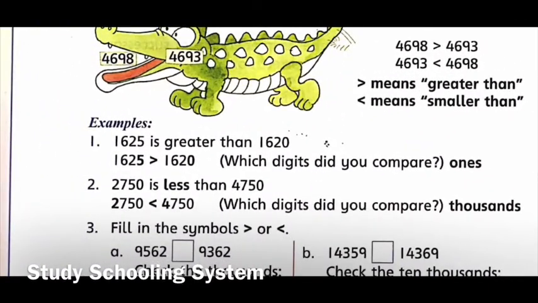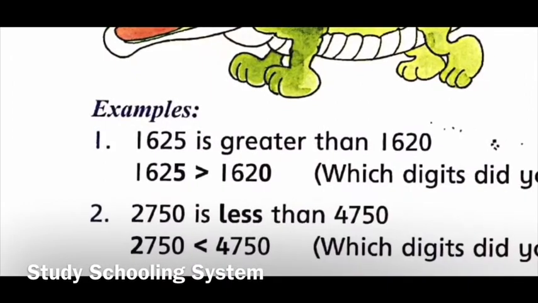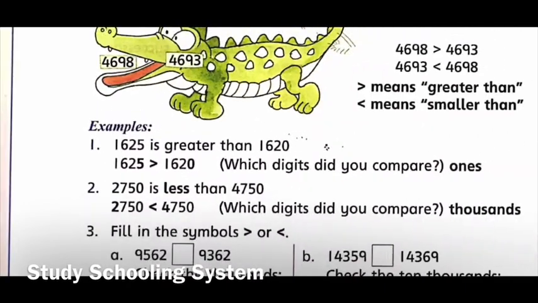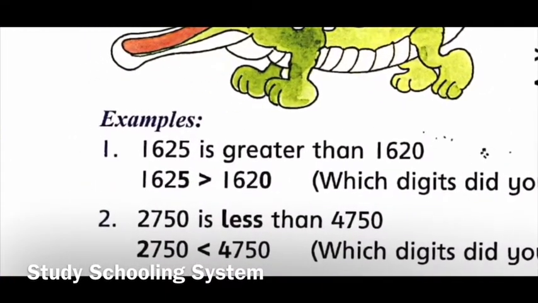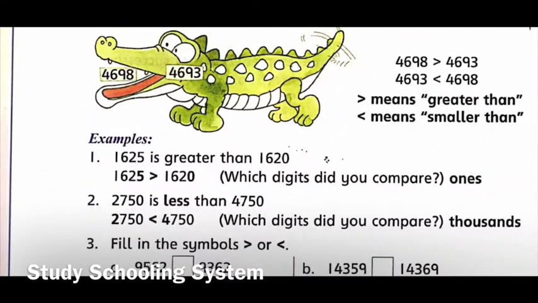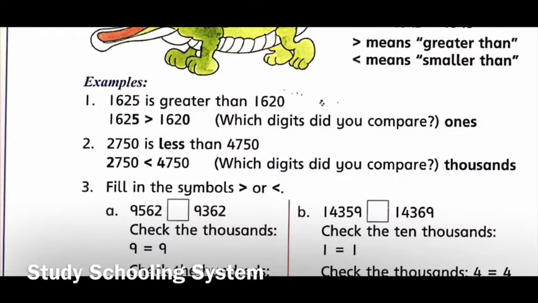Number 1, 1625 is greater than 1620. So how will we write it? Yes, we will make it face the left side, is greater than. Which digits did you compare? We compared the ones digit, right? Because rest of the numbers are same. But then 5 is greater than 0 in the ones position.